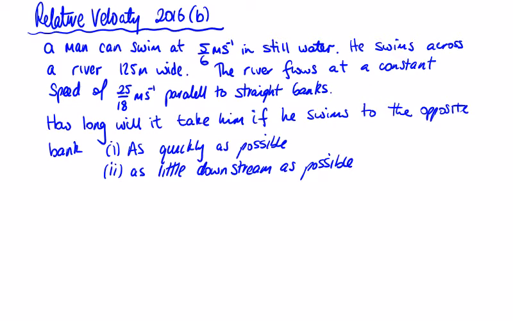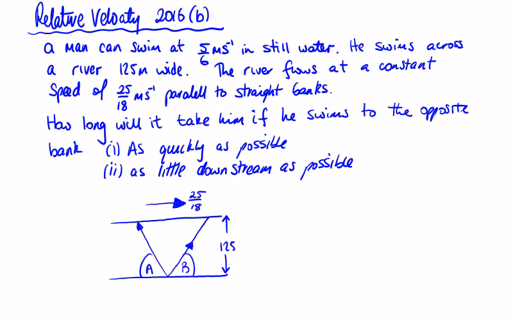1, as quickly as possible, which is really straightforward, and then 2, as little downstream as possible, which is going to involve quite a lot of trigonometry. So let's look at the diagram for part 1. So what's going on in this question?